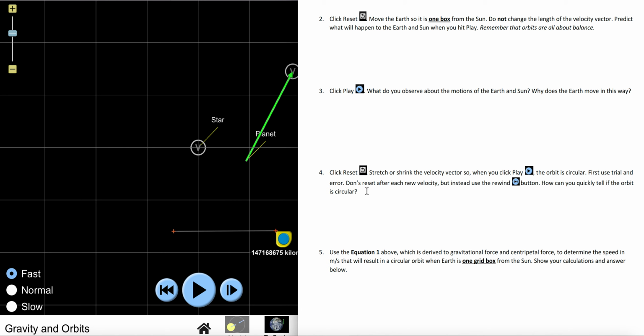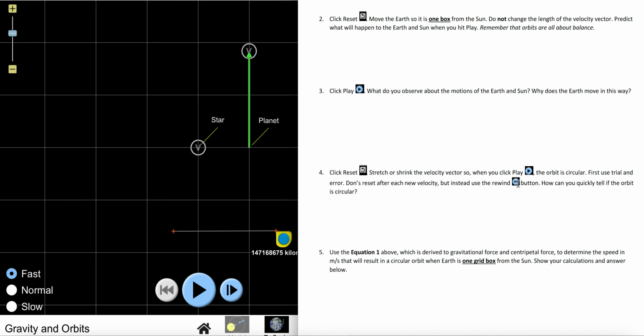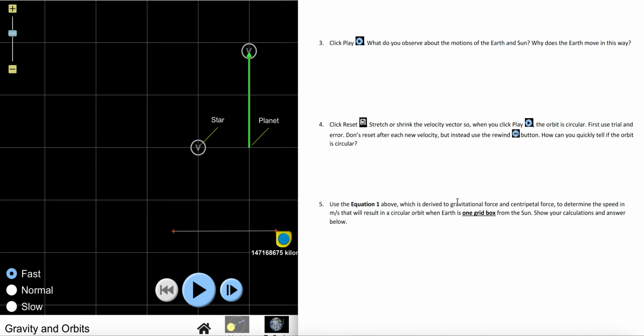Now, it says don't reset after each new velocity, but instead use the rewind button. But it actually should have never told us to hit reset, because if we hit reset right now, it's just going to bring it back to 2. So on all the future runs, certainly hit rewind as described there, but also hit rewind at this step here. Don't bother to reset, okay?